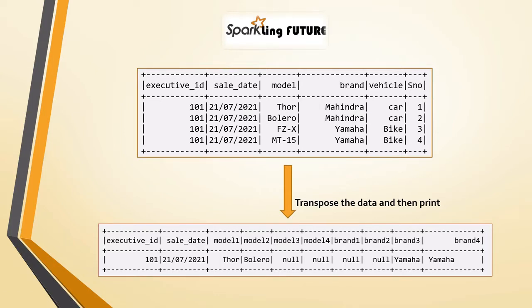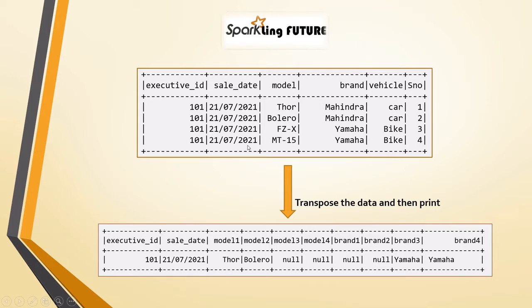And see, they have a file like this. For each executive, one ID is given, and what is the sale date, and what is the model and brand, and what is the vehicle and the serial number. It is like this, how many sales this executive has done. So the serial number is how many vehicles he has sold on that particular day.